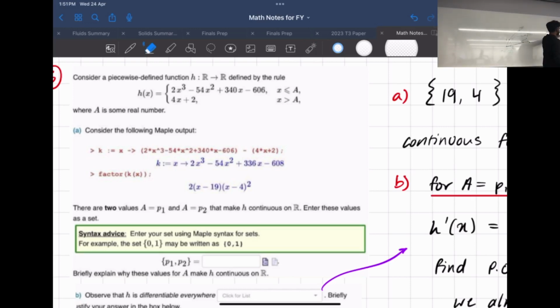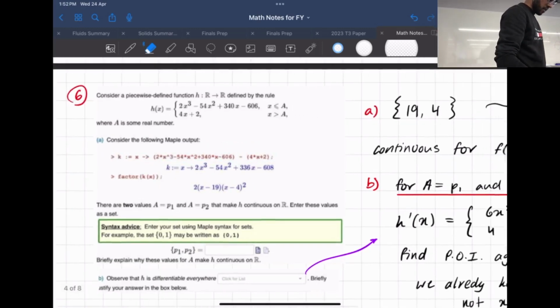Even though it's continuous, is it necessarily differentiable? No. It's continuous if they just meet, or as you said, the limit on both sides approaches the same value. That's how you define continuity. But for differentiability, the gradient at this point has to be the same on both sides as well. So the limit as x approaches a from the left of f dash of x has to equal the limit as x approaches a from the right of g dash of x.